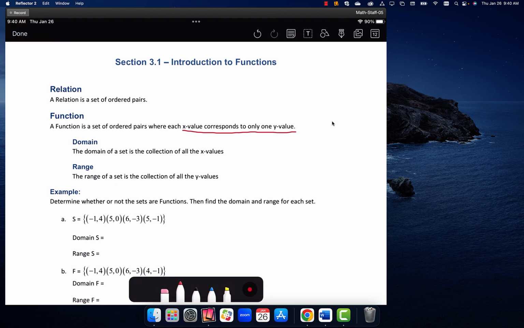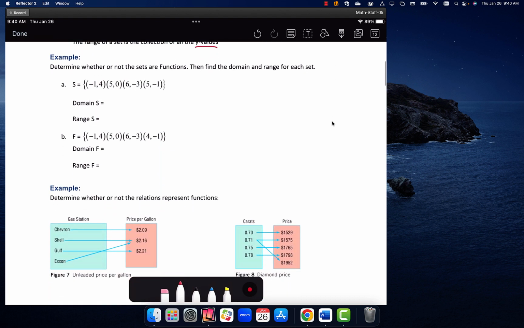The domain of a set is x values, and then the range of a set is all of the y values. Let's look at an example. Determine whether or not the sets are functions, and then find the domain and range for each set. So we have to ask ourselves, is it a function? For every x, do you have exactly one y value?